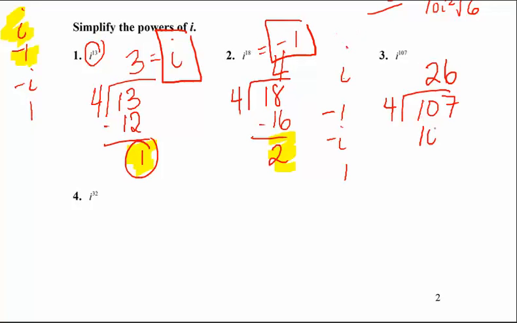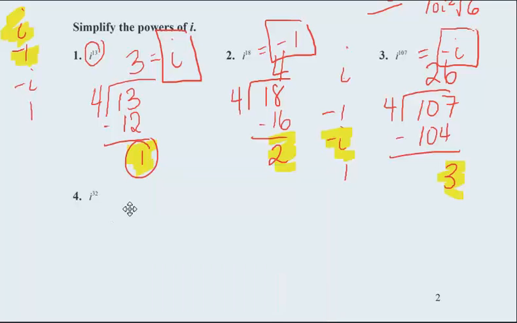And then finally you want to subtract to find the remainder. So the remainder is 3, and so this means that we are at the third position here in our list. So we're at -i. So i to the 107 is -i.